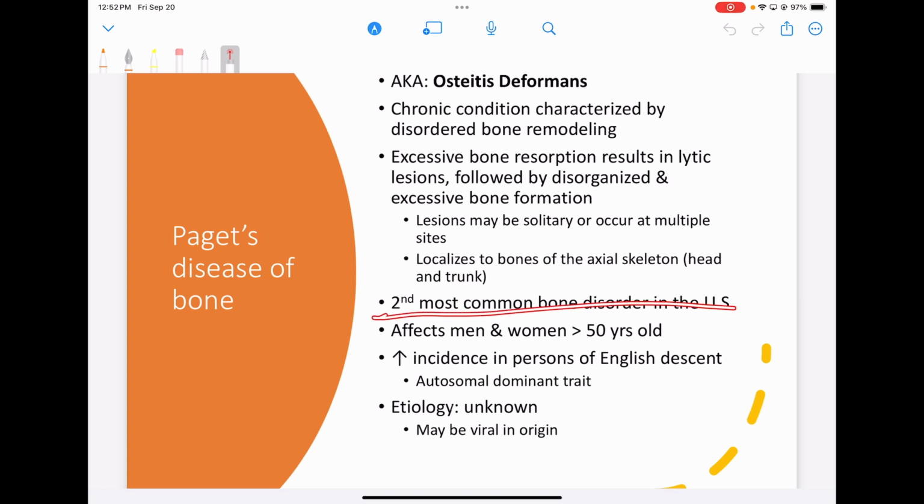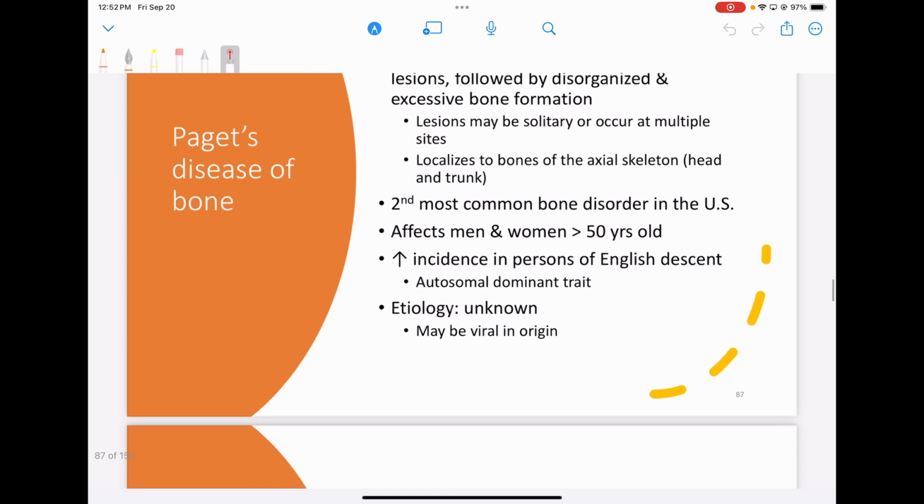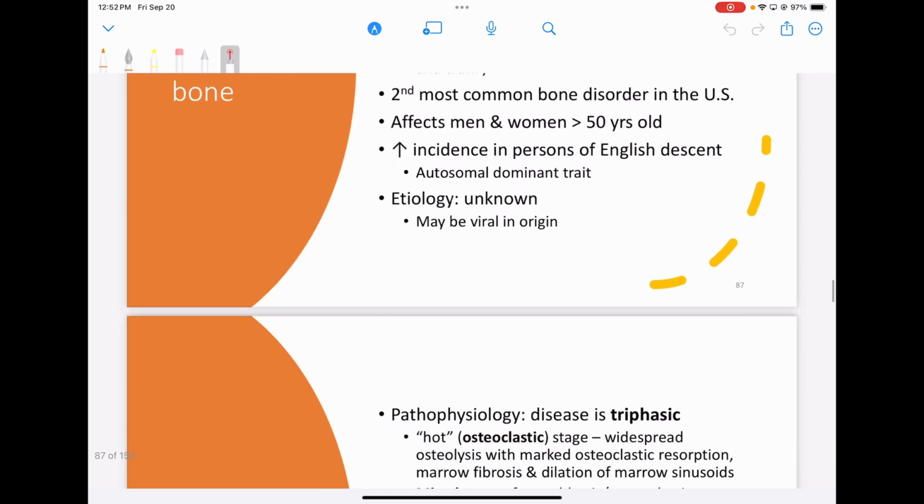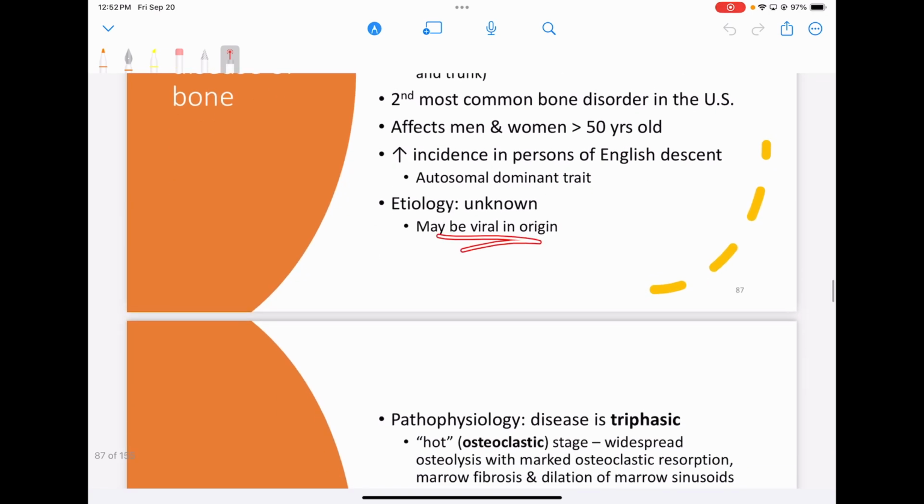Second most common bone disorder in the US, what's number one? Osteoporosis, very good. Paget's disease affects men and women, both over age 50, with a high incidence in people of English descent. The etiology is unknown, but it may be viral. Whenever it says viral in origin, remember that the virus is the insult that starts a cascade that leads into something else. We've heard of this before with viruses doing that. They hit you, and like 3 weeks later, you have other things going on.